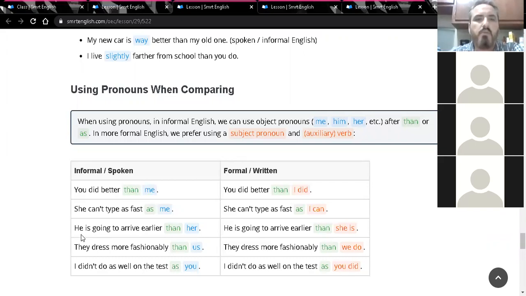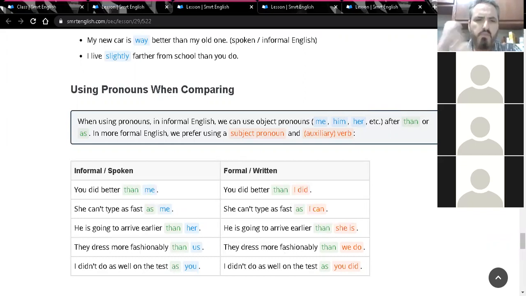He's going to arrive earlier than her. He's going to arrive earlier than she is. They dress more fashionably than us. They dress more fashionably than we do. I didn't do as well on the test as you. I didn't do as well on the test as you did.